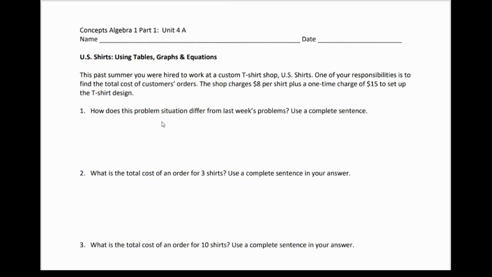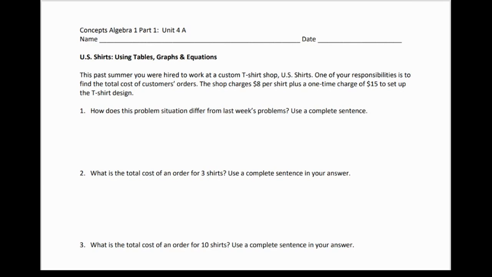Okay, let's get started then with worksheet 4A. We're going to use many of the skills that we have been working on over the past couple weeks, coming up with equations and expressions, evaluating them, getting our data to plot points on a graph, finding our intervals, and so forth. So this past summer, you were hired to work a custom t-shirt shop called US Shirts.